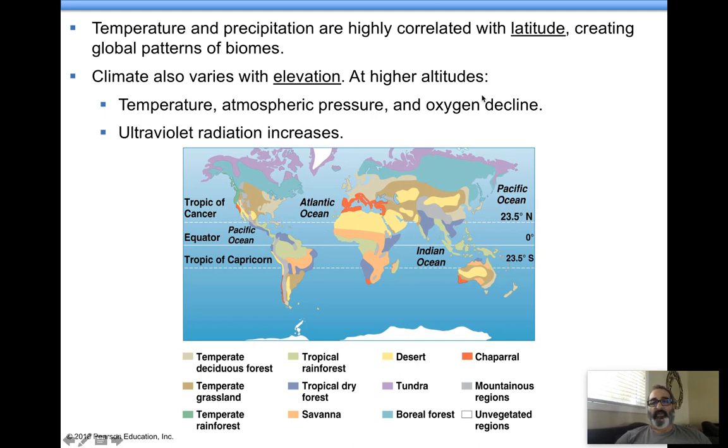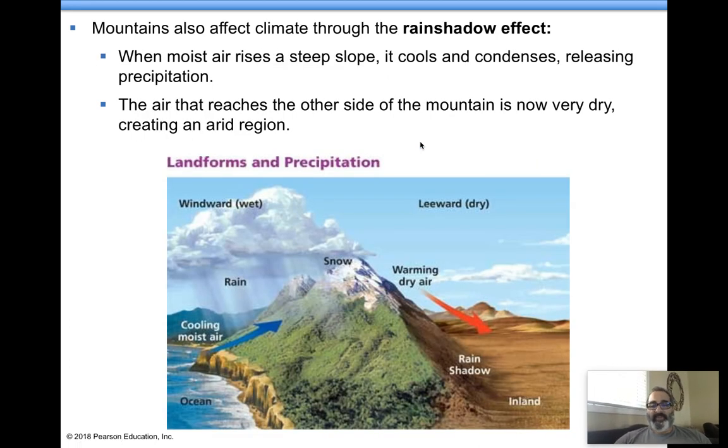So temperature is really controlled by latitude, how far north and south, and how far above sea level, because that changes a lot of things with climate. All right, the rain shadow effect.